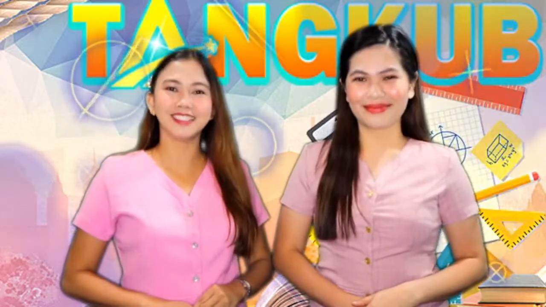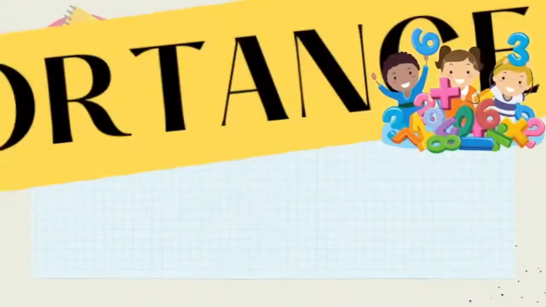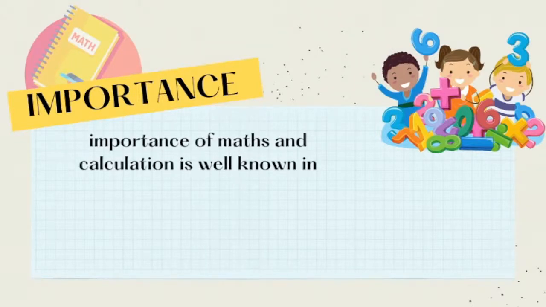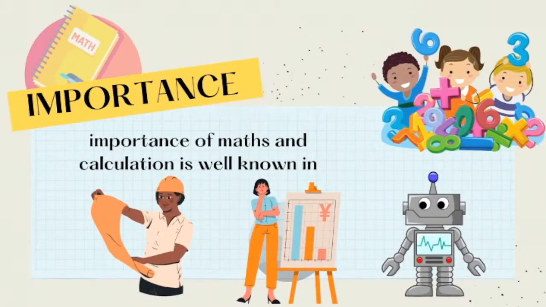Now, let us begin. Today's lesson is about calculating measures of position: the quartile, decile, and percentile of a group data. As we all know, mathematics is an essential part of our life, and the importance of math and calculation is well known in the fields of engineering, finance, and artificial intelligence. For you learners, it is very important to be exposed to calculations, and how knowledge of mathematics can somehow help in choosing the right career options.